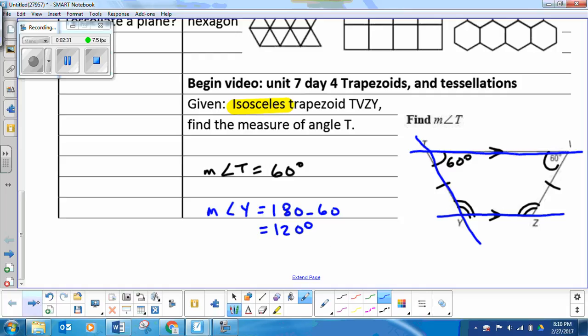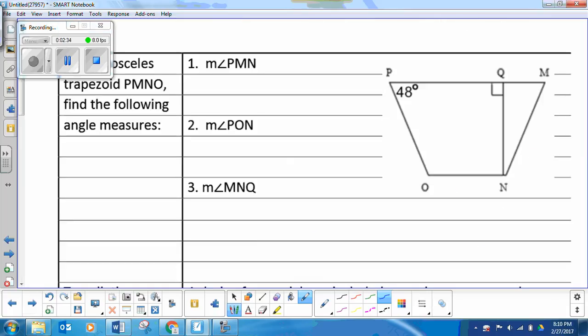All right, so let's go to the back. A couple more examples to talk through. We have another isosceles trapezoid they've given us, so let's just highlight that information. The name of it is PMNO. We're looking for some angle measures. Now, they have done a couple of things inside this isosceles trapezoid. They've given us the value of one of the base angles up here at 48 degrees. They've also shown where they have dropped what we call an altitude in between these two lines.